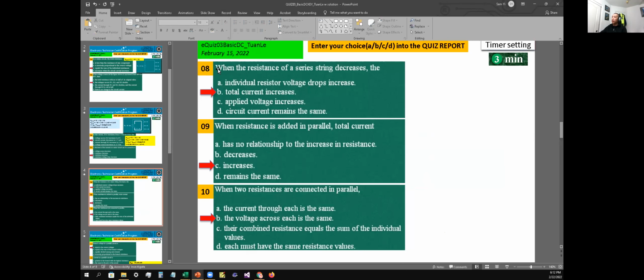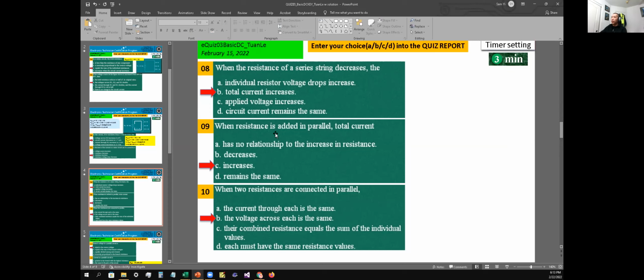Okay, number 8, when the resistance of a series string decreases, you're going to be increasing the current, because of the inverse relationship. So if you decrease the resistance, you increase the current. So the answer is B as in Bob for number 8.